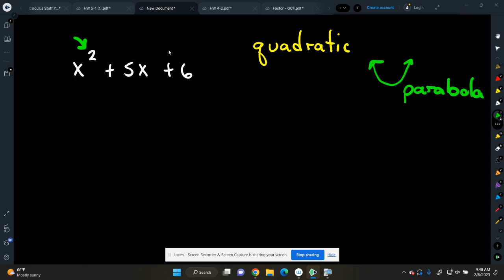You know how I remember that? Bowl, right? That's how I remember it. Parabola looks like a bowl. Okay? So this is a quadratic. We're going to work on factoring quadratics right now.